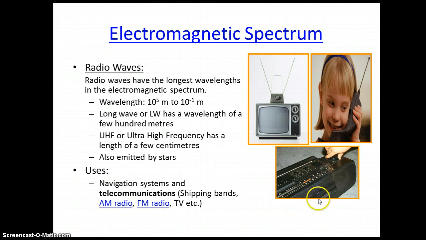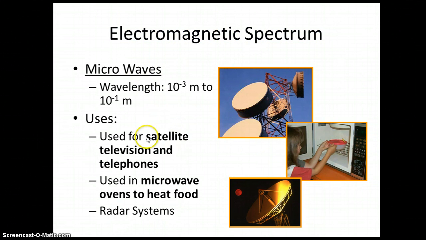Okay, now this is the part you have to memorize. In particular, you need to memorize the uses of the different waves in the EM spectrum. For example, radio wave, what is the use? Especially this. Okay, telecommunications. The reason why I highlight this is like a standard answer. It is used in telecommunications. For microwaves, satellite television and telephones. You can also say it's used in microwave ovens to heat food.